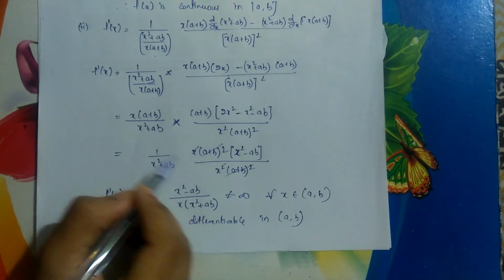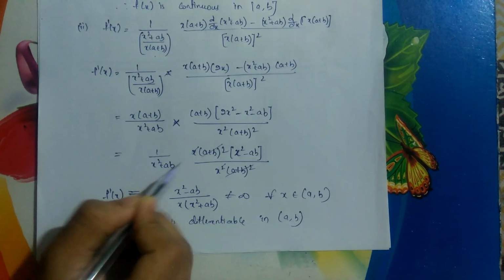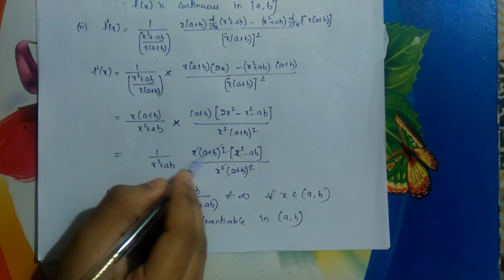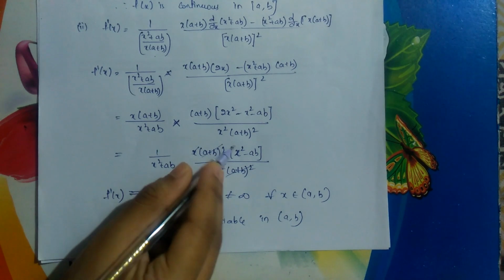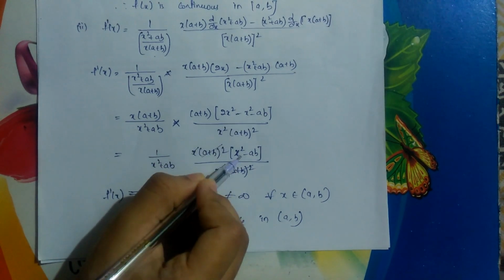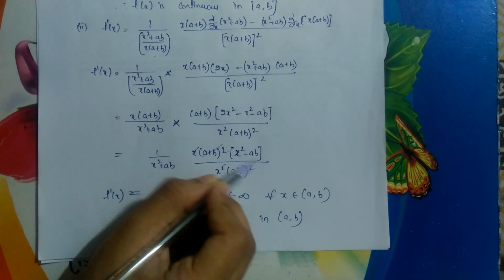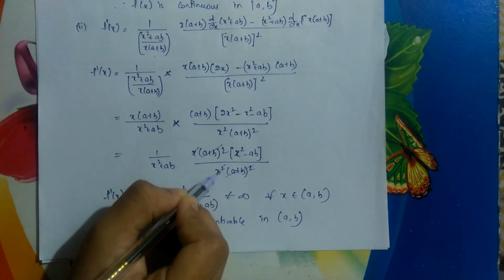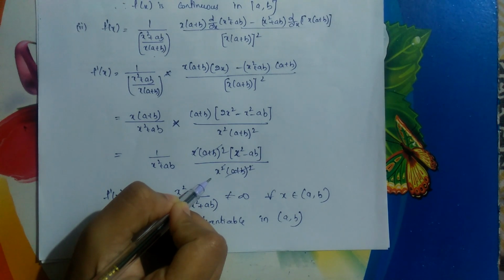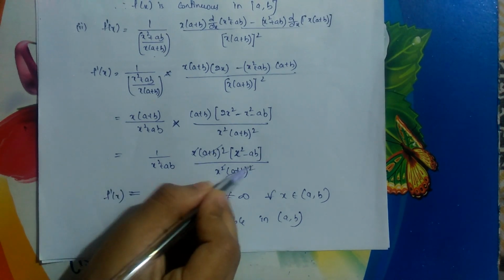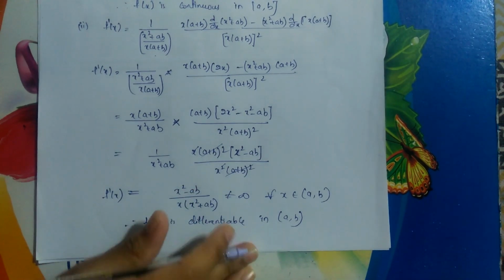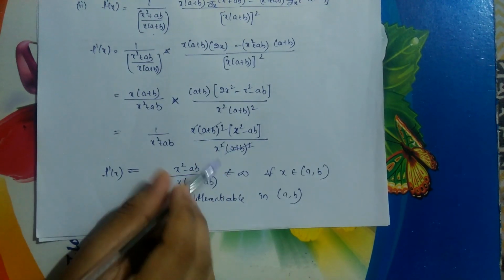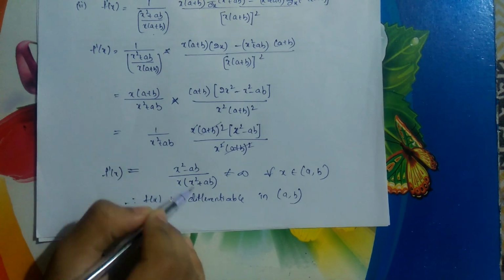Then here 1 by x square plus ab into x of (a plus b) into (a plus b), it becomes x of (a plus b) whole square, and 2x square minus x square is x square, minus ab in the denominator x square of (a plus b) whole square. So 1 x in the numerator and another x in the denominator gets cancelled, and (a plus b) whole square and (a plus b) whole square also gets cancelled. So finally we get (x square minus ab) by, in the denominator, x of (x square plus ab).